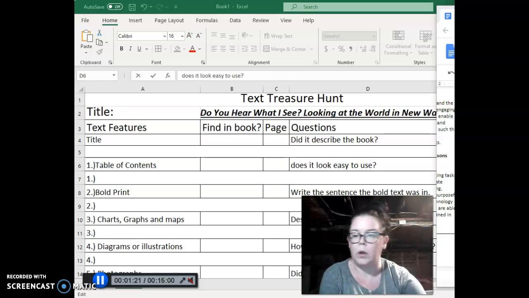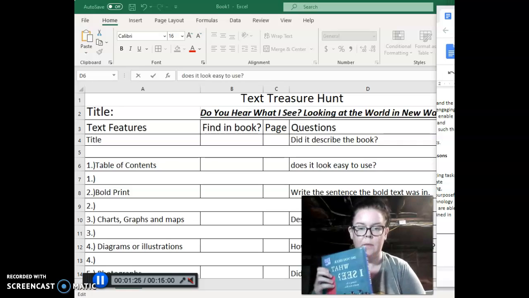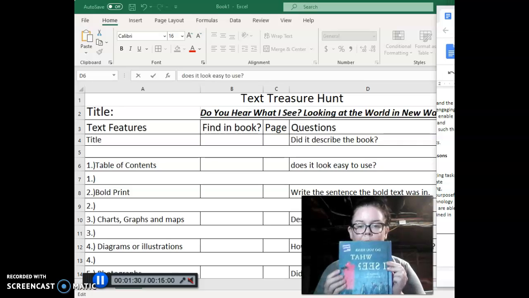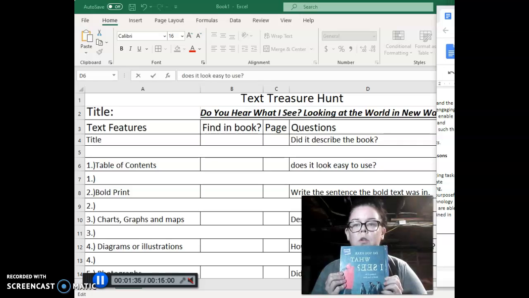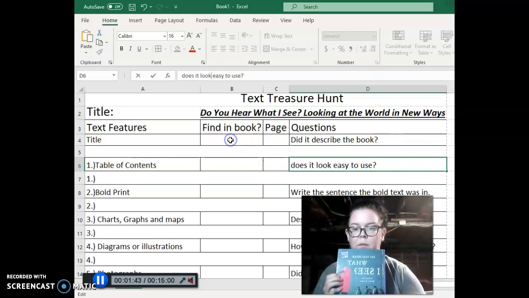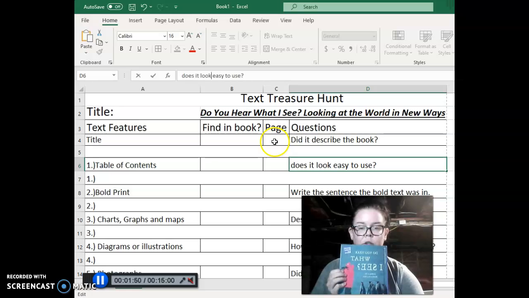So what we're going to be looking for, again, is the title. We know that the title is in a couple spots on the book. Of course, it's on the binding. And most importantly, it's right on the front. So, did we find the title in the book? Of course, we found a title. Some of these are not going to be so easy, but we found the title, so we would put yes here. And then on what page? This one's kind of special because this is always on the front. So I'm going to type front.